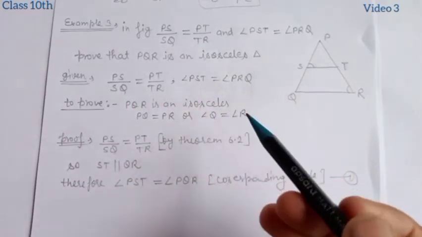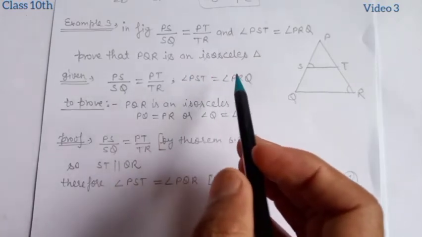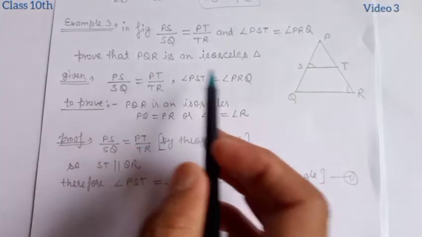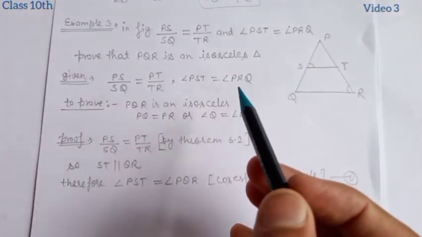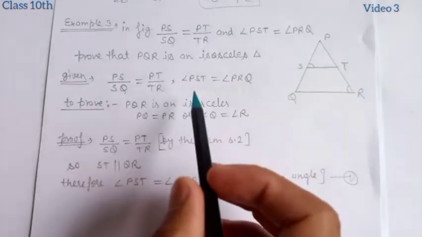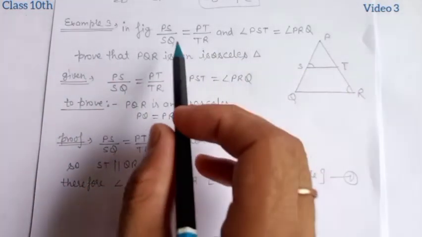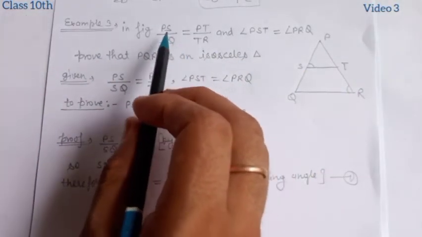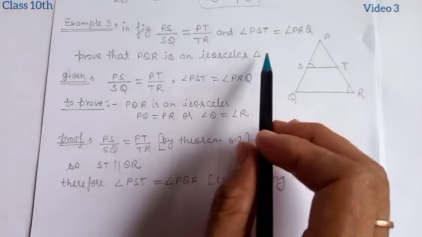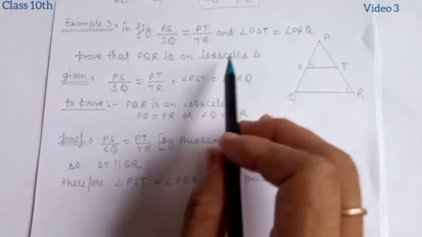So students, as I already said, whenever we have to prove anything in a given question, first we write the steps. So what is the first step? Given. Just write down here what is given. First, the ratio of the sides is given: PS upon SQ equals PT upon TR, and second, the angles are given: PST is equal to PRQ.